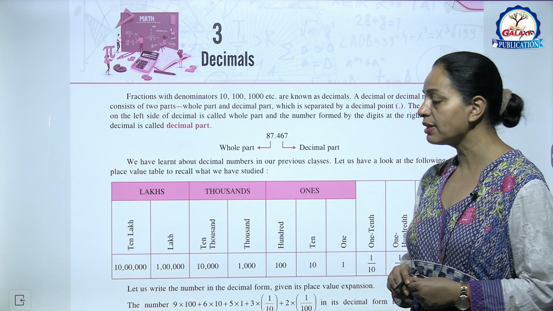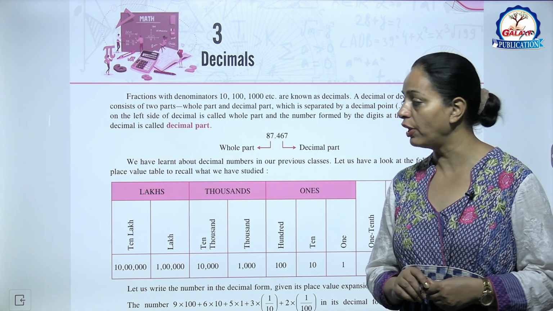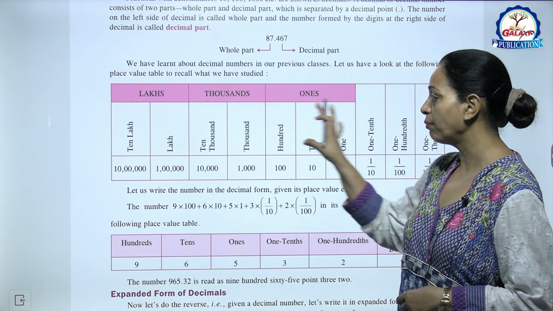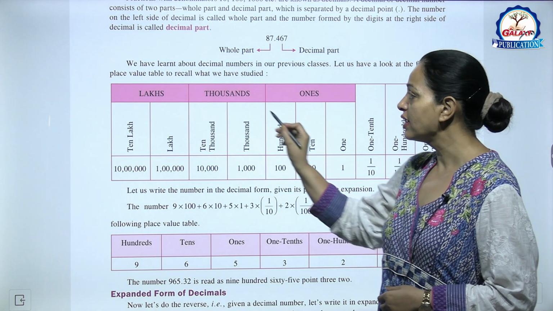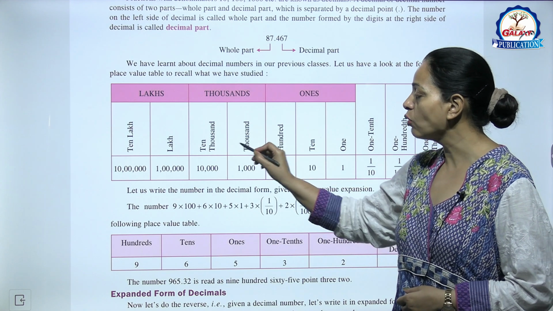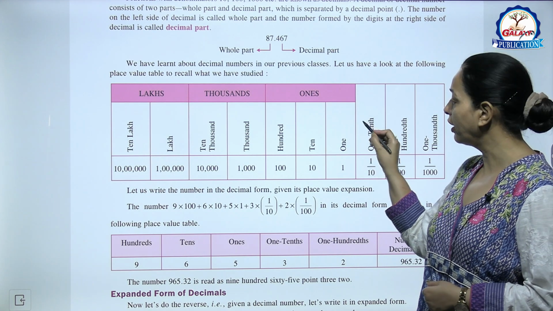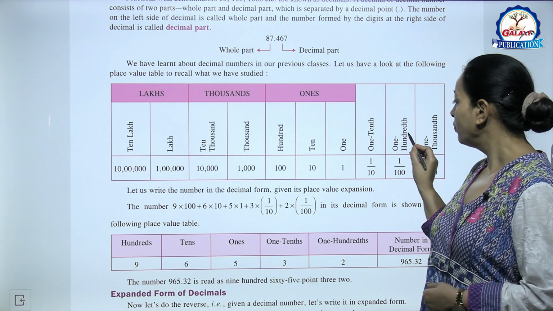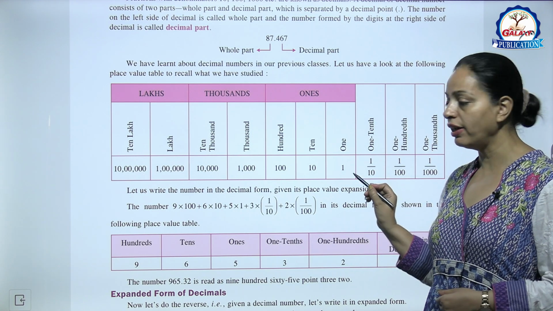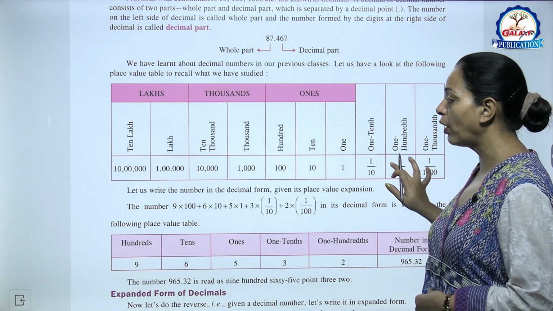So we have learned about decimal numbers in our previous classes. Let us have a look at the following place value table to recall what we have studied. So here we have the place value table: ones, thousands, lakh. So ones, 1, 10, 100, 1000, 10,000, lakh and 10 lakh. Now here we have the decimal point, and after the decimal we have 1/10, then 100, 1000. 1/10 means 1 upon 10, 100 means 1 upon 100 and 1000 means 1 upon 1000.